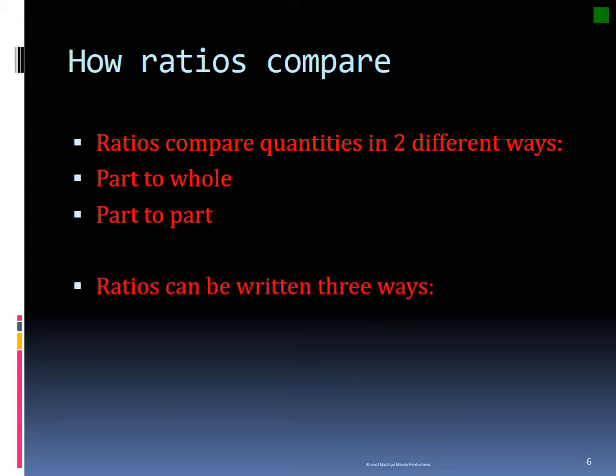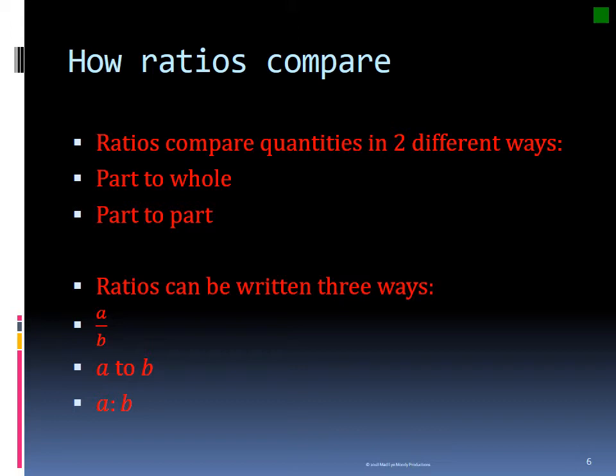There are 3 ways that you can write ratios. The first is as a fraction, where you have a quantity as the numerator and a second quantity as the denominator. The next way is to use words, where you have the ratio of one quantity to another quantity. And the third way is using a colon. All 3 of these ways are said out loud in the same way. All 3 of these we would read as A to B.